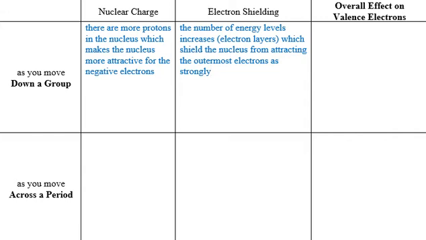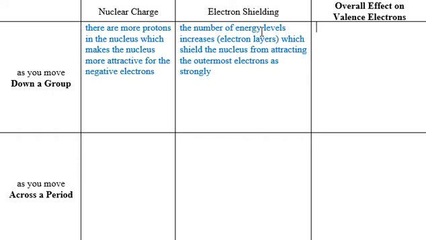So we have one change here. There are more protons in the nucleus as you move down a group, which should increase the attraction towards those negative electrons. But we get more layers, and those layers are blocking the outer electrons from experiencing the effect of the nucleus as well. Which one do you think has a greater effect on the attraction of those electrons? You might not have any idea here, but let's talk about it.